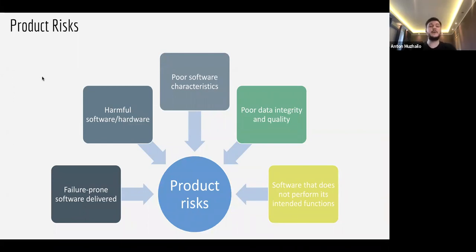Okay, so what about the product risk? There are 5 different types of product risks. It can be due to a product with lots of defects. It could be due to a product that may be harmful, that may have poor characteristics, poor data integrity and quality in general. And of course, the product may not perform the required functions or features. So those are the types of product risks that might happen.